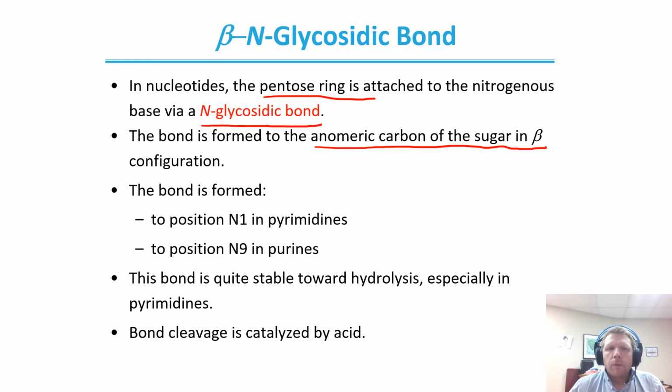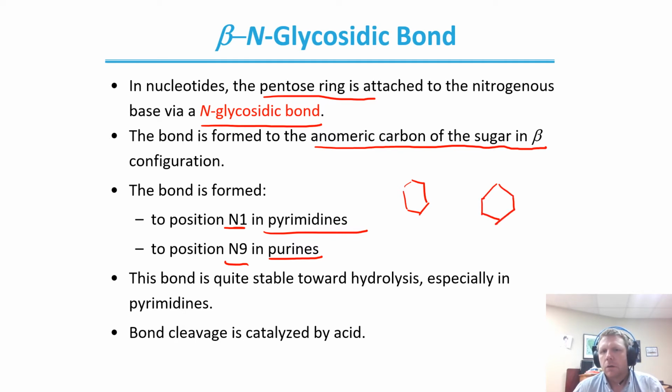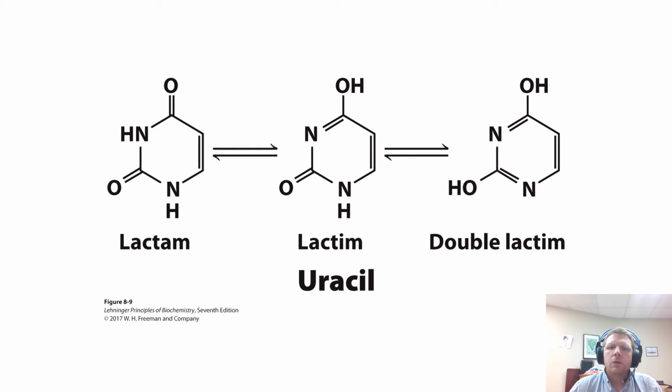The bond is formed between N1 on a pyrimidine and N9 in a purine. Pyrimidines, remember, are 6-membered rings, whereas purines, I'm sorry, are 9-membered bicyclic molecules. The bond is stable toward hydrolysis, especially in pyrimidines. Bond cleavage is going to be, however, catalyzed by a strong acidic condition.